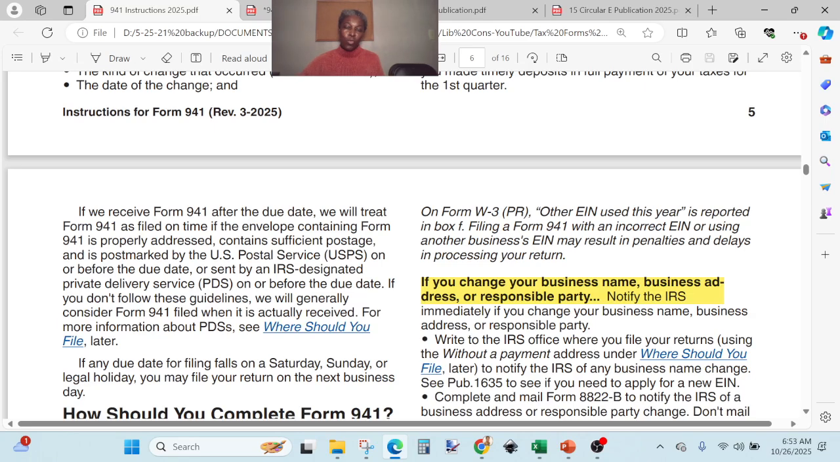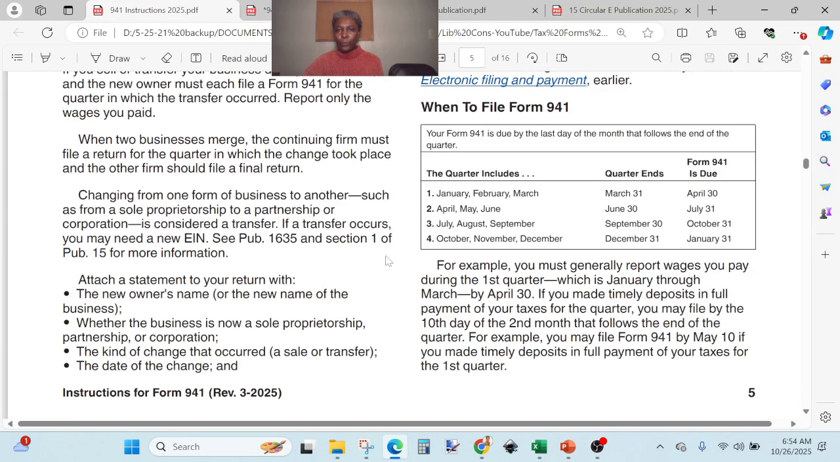So they will ask you to prove it, or they will apply that one-time forgiveness to you. But just try to file it on time so that you don't have to be dealing with those things. And quarter 3 is due by October 31st.